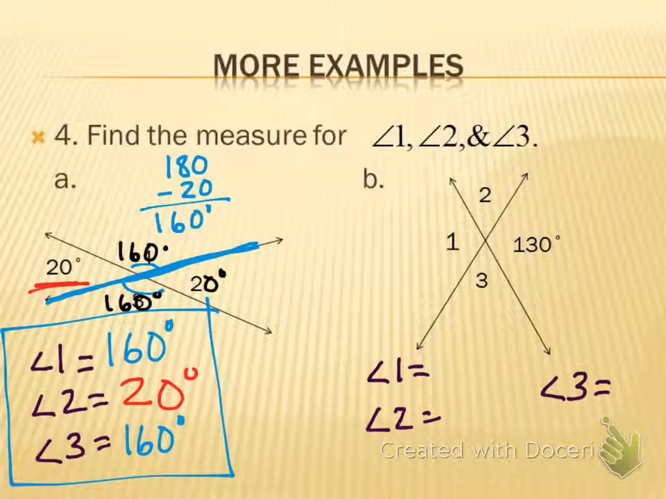All right, I know that one of the angles in B is going to be 130 degrees. Which one is it? Angle 1. Why angle 1? They're vertical angles. They are congruent. So I know that angle 1 is 130 degrees. Now, 2 and 3 are also vertical angles, so they're congruent. I just don't know what their measure is yet. How can I find it?